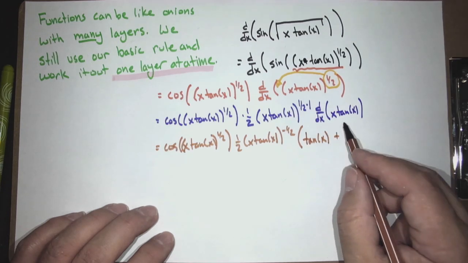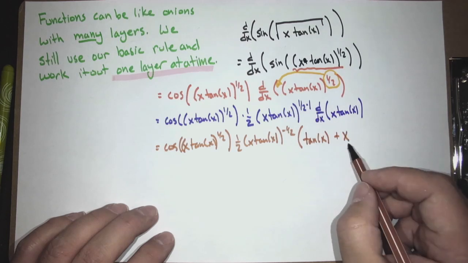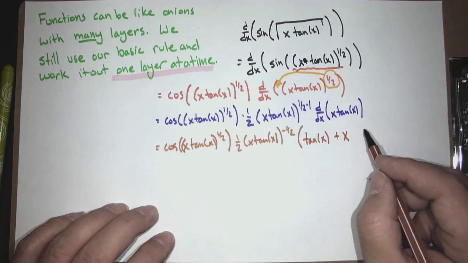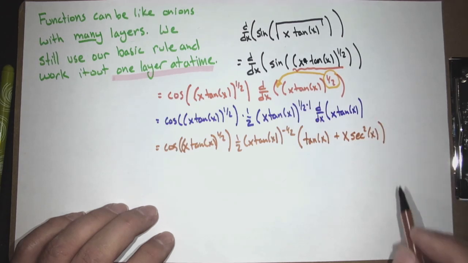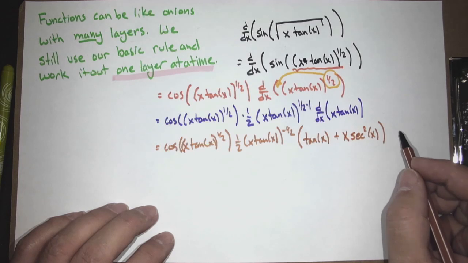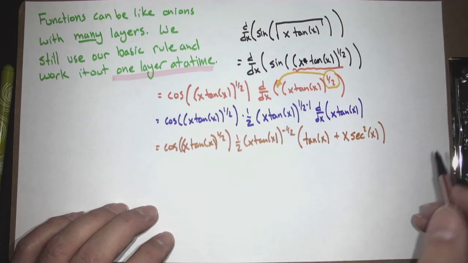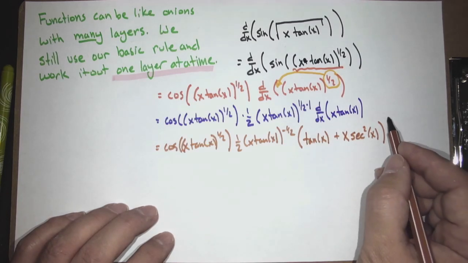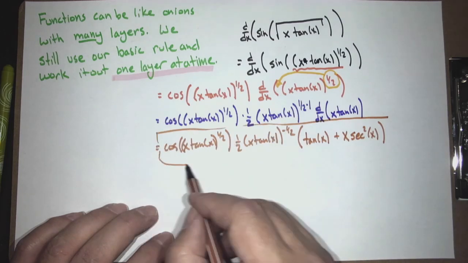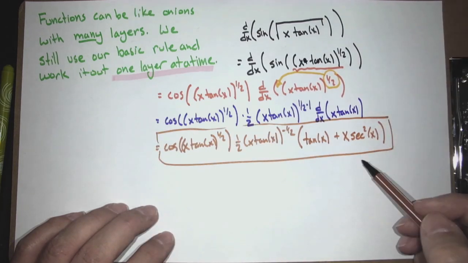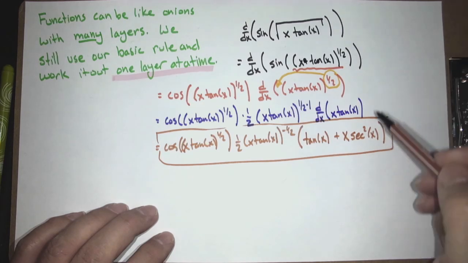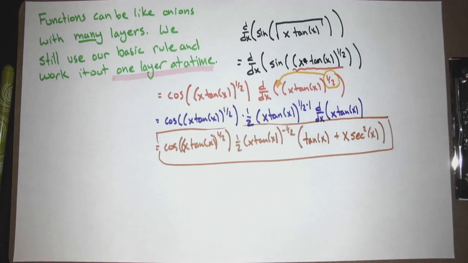Plus, now x, it's not their turn, so it just comes down. What's the derivative of tangent? Secant squared. Okay, and then what? Times... oh yeah, that's it, we're done. We worked our way through it. Now, with practice, you will go from that line to that line, or maybe from there to there. You will skip the intermediate steps, but that will come with practice.